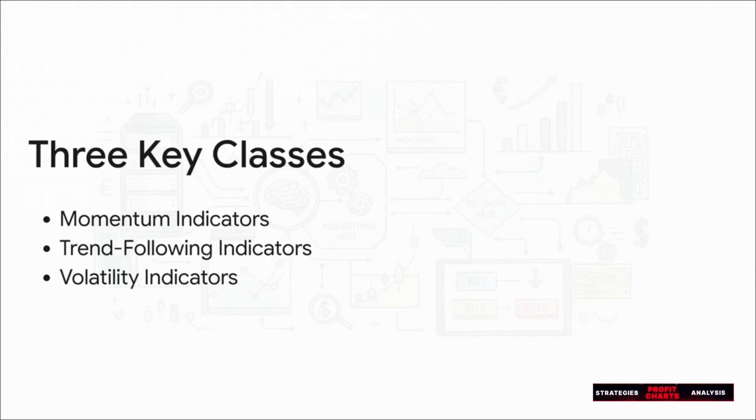You see, the real secret is understanding that indicators fall into different categories. You've got your momentum indicators, which tell us the speed of price changes. Then you've got trend-following indicators that show us the market's direction. And finally, volatility indicators that measure the size of the market swings. The goal is to pick one specialist from each of these categories.